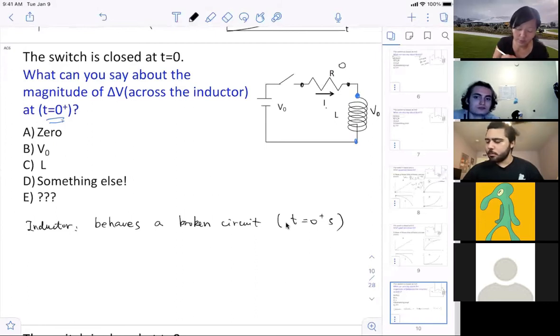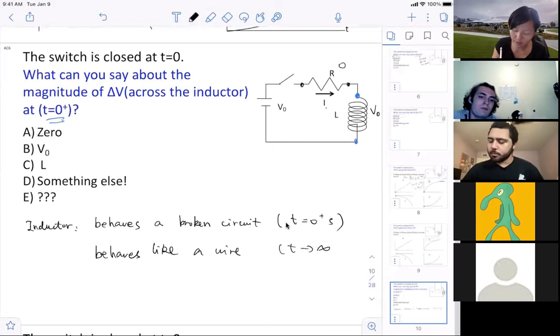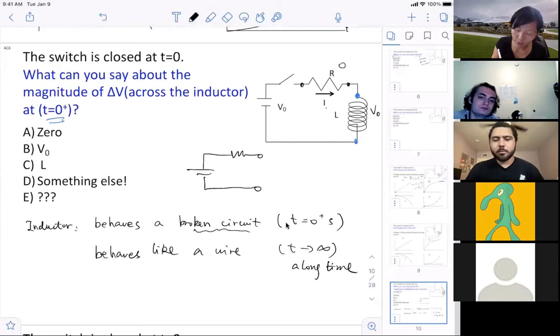However, when it doesn't have change, what would it behave like? It's like a wire, just as quickly. So t approaching infinity is simply a long time after, right? So if it behaves like a broken circuit, it's as if you were using a voltmeter to measure the voltage across these two ends, right?